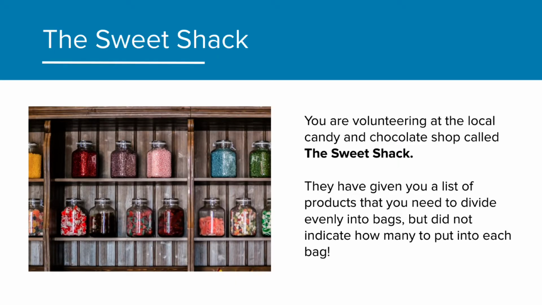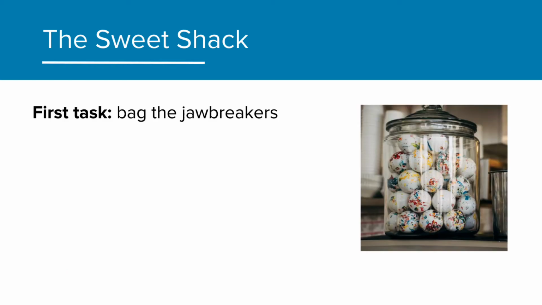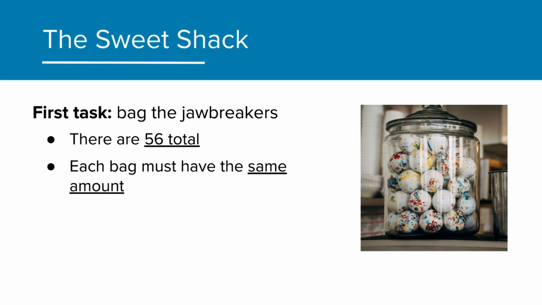You are volunteering at a local candy and chocolate shop called the Sweet Shack. They have given you a list of products that you need to evenly divide into bags, but they did not indicate how many to put into each bag. The first task is to bag the multicolored jawbreakers. You are told there are 56 total and that each bag must have the same amount. Or in other words, the jawbreakers must be evenly divided between the bags.